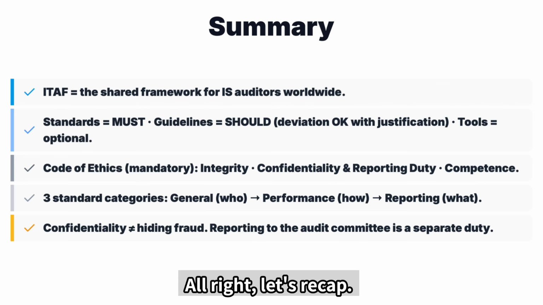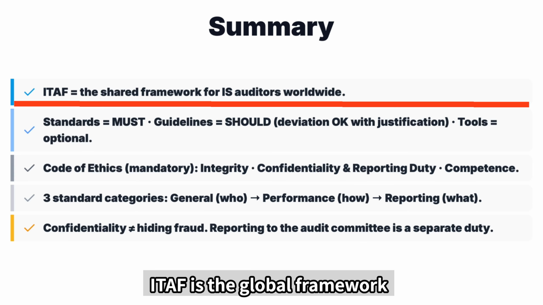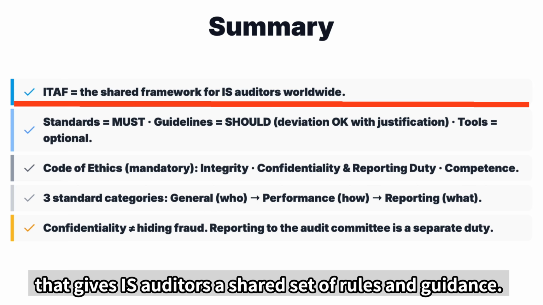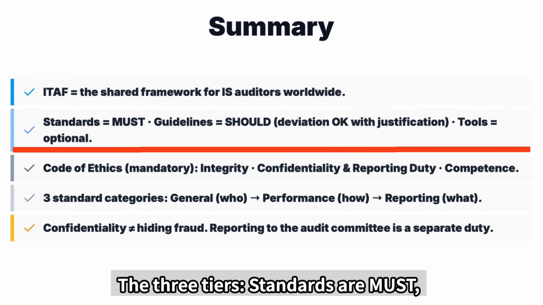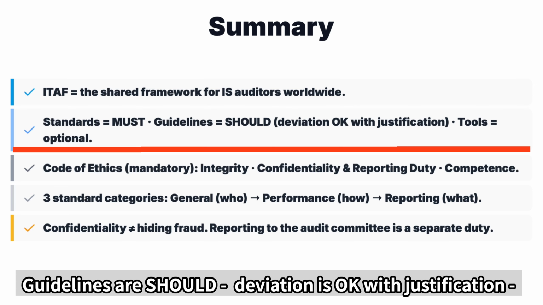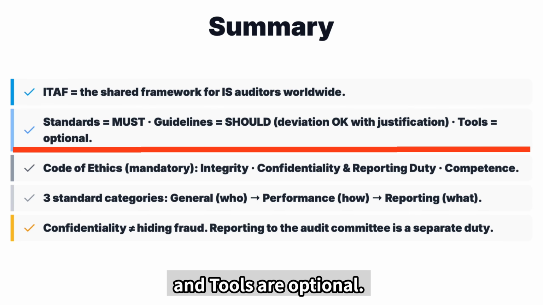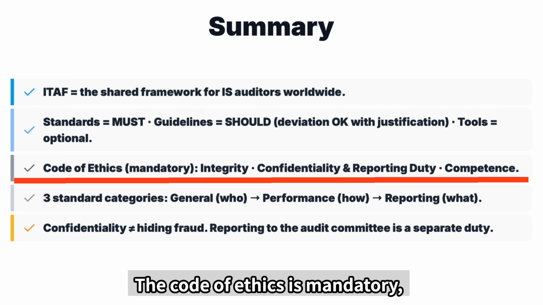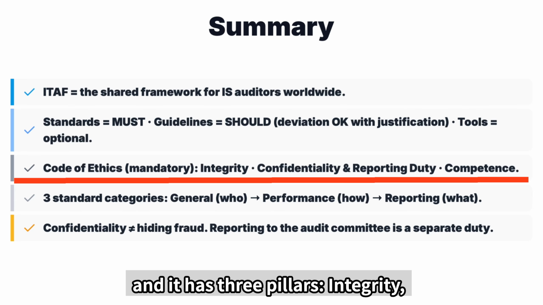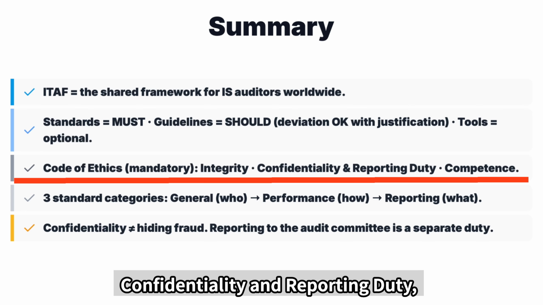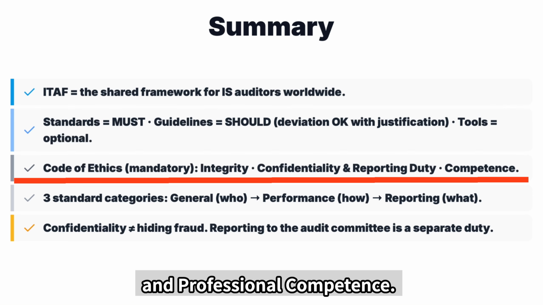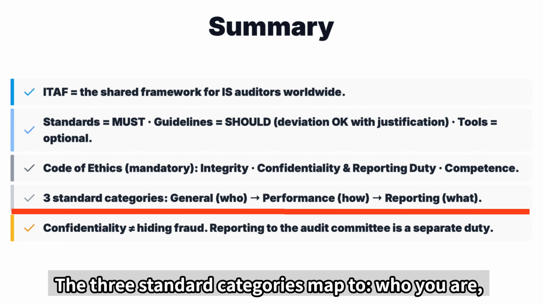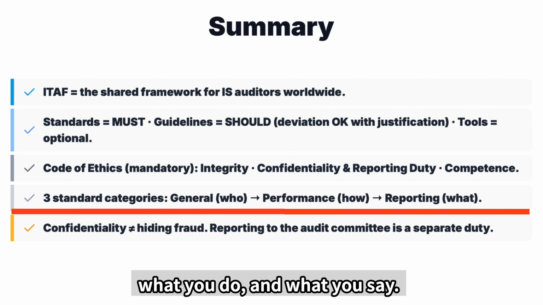Alright, let's recap. ITAF is the global framework that gives IS auditors a shared set of rules and guidance. The 3 tiers. Standards are must. Guidelines are should. Deviation is okay with justification. And tools are optional. The Code of Ethics is mandatory, and it has 3 pillars: integrity, confidentiality and reporting duty, and professional competence. The 3 standard categories map to who you are, what you do, and what you say.